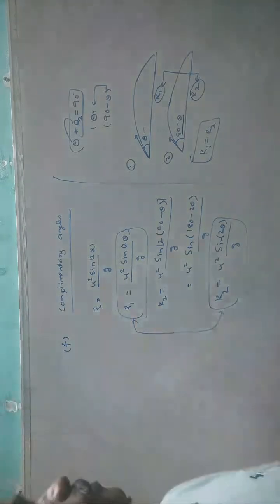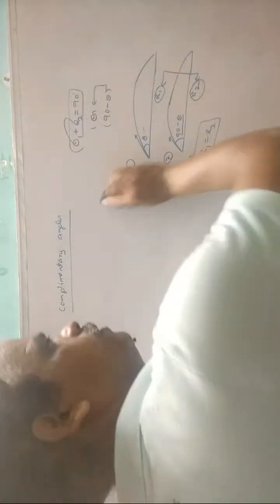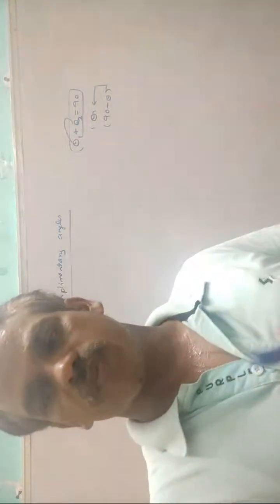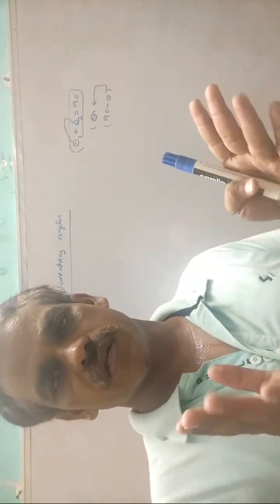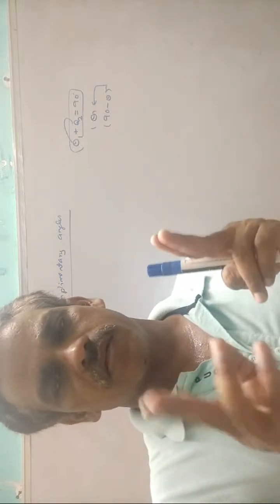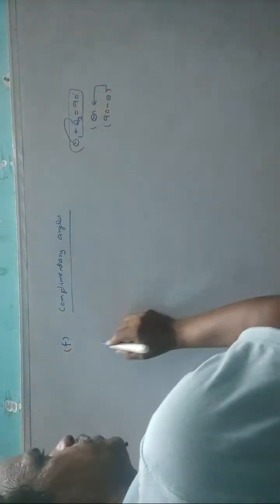Okay. Then one more regarding complementary angles. What are the complementary angles? If the sum of two angles equals 90 degrees, then those two angles are complementary angles. For example, 30 and 60: 30 plus 60 is equal to 90, so 30 degrees and 60 degrees are complementary angles. Others like that are 40 and 50, 20 and 70. I am discussing one more point regarding complementary angles.